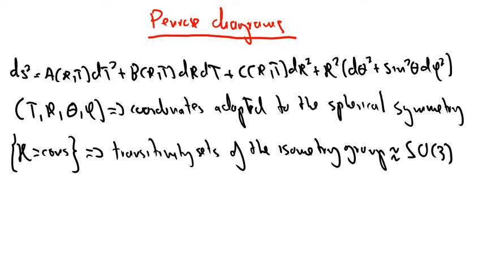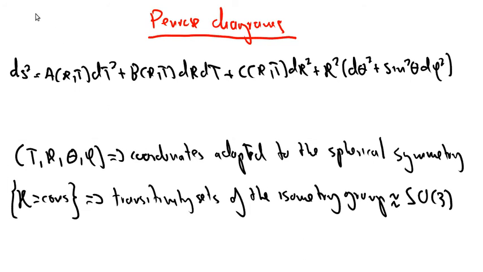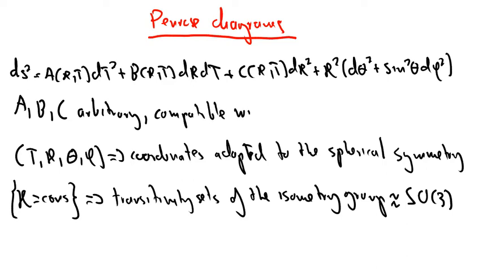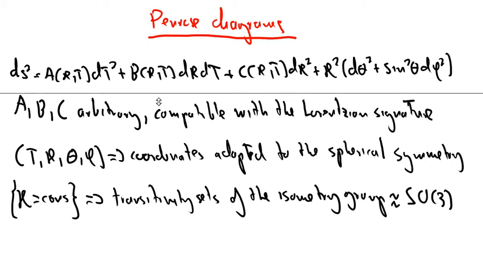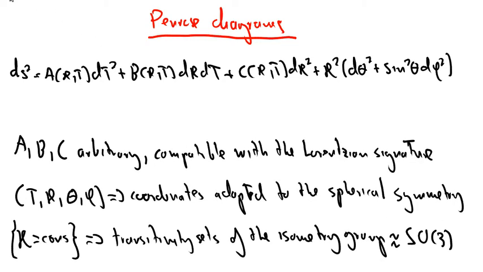Well, of course, here the functions a, b, and c are arbitrary but compatible with the Lorentzian signature. Okay. Well, what does this mean? Well, it means that the metric can be split in 2 parts.